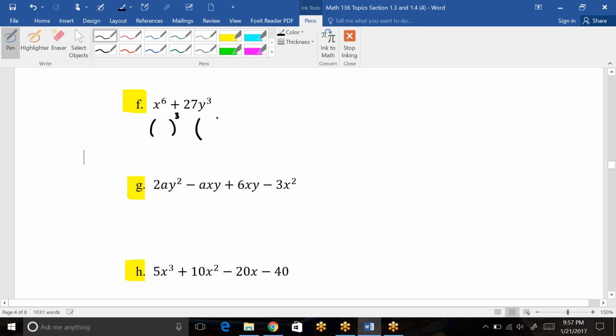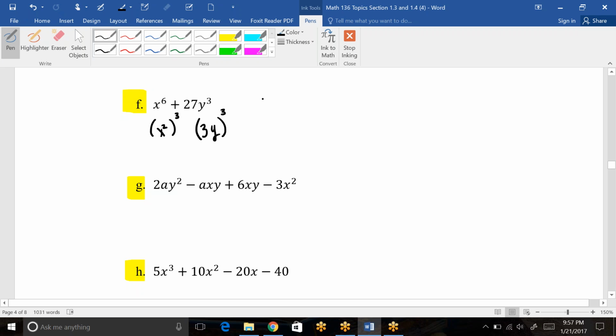Could both of these be written as something cubed? That's always kind of how you're asking this. So if we want this to be cubed, we'd need it to be x squared. The reason I know that is because 2 times 3 would make the 6. 27 is 3 cubed, and y cubed would just be y. So this does fit the pattern of something cubed plus something cubed.